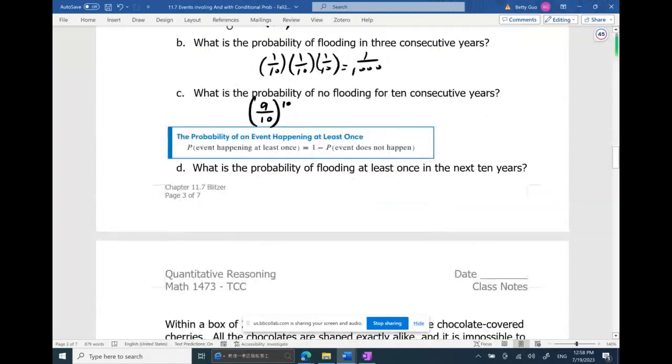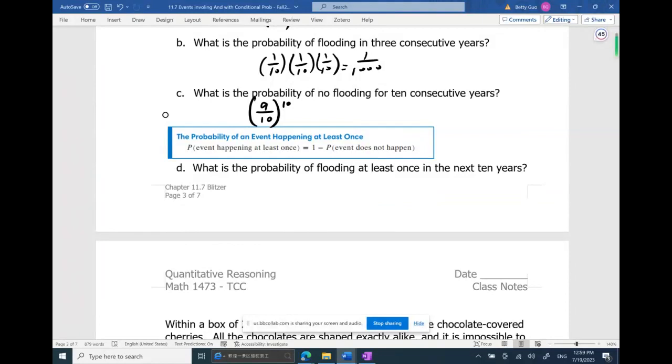Okay? And with that, we are able to understand the following concept, or I would see that as a new topic. What topic? Probability of at least one, in a case where all those events are independent. The probability of an event happening at least one time is equal to 1 minus the probability of the event not happening.